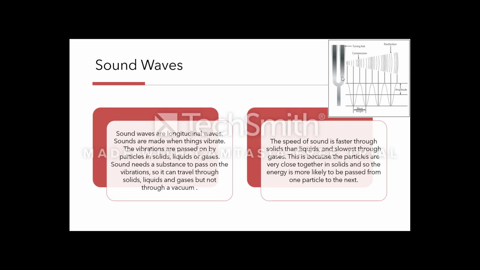So the human hearing range is between 20 hertz and 20,000 hertz, and anything above that is ultrasound, which we'll be covering as well. The compressions and rarefactions in the air set the eardrum in motion. As the eardrum vibrates backwards and forwards, small bones are made to vibrate.